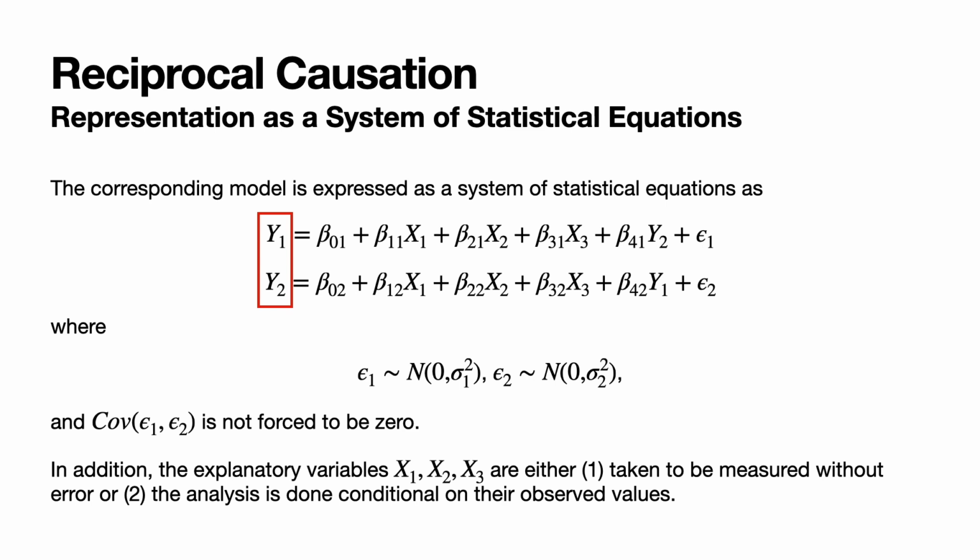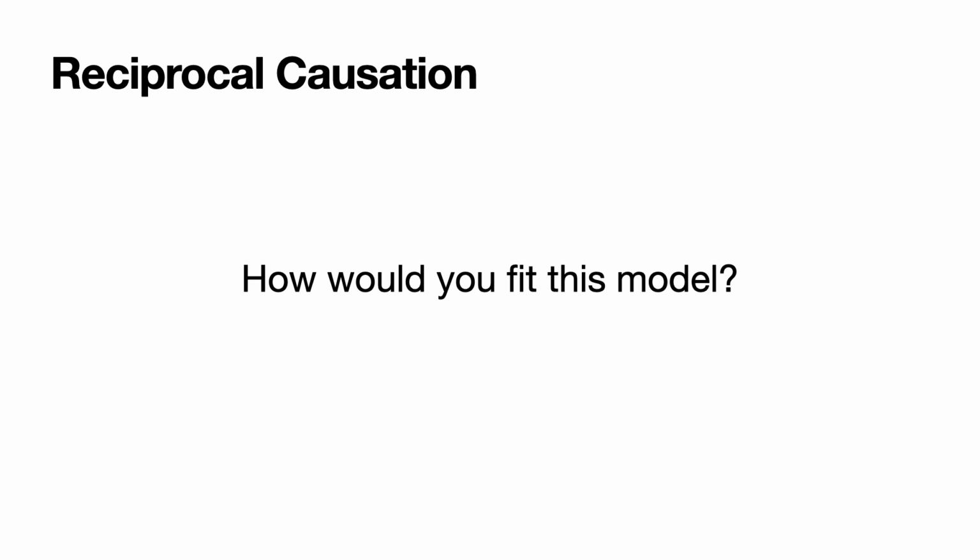But here is the interesting thing. Notice that we have the response variables on the left-hand side as we always do, but we also have those same response variables on the right-hand side as predictor variables in these two equations. In the equation for y1, we have y2 as one of the predictors, and in the equation for y2, we have y1 as one of the predictors. So a question: have you seen this kind of model before? How would you fit this kind of model? If we were going to use regression techniques, how would you fit this model?